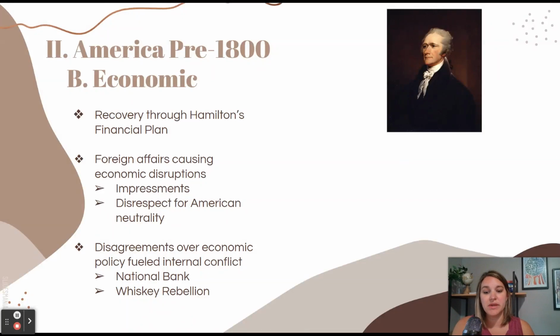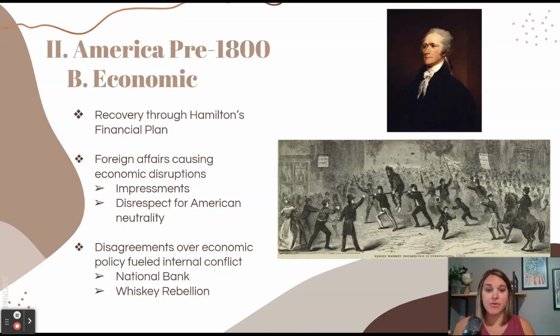There's also going to be significant disagreements over the economic policy. Not everyone was in favor of Hamilton's financial plan. And so issues like the National Bank, the Whiskey Rebellion, those are going to fuel that political unrest and conflict between groups of people in the nation.